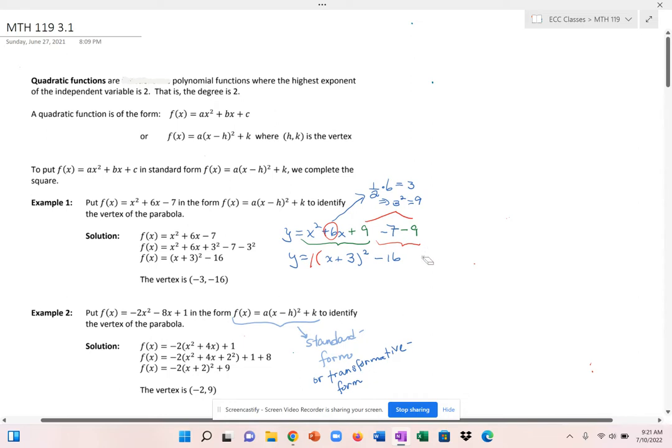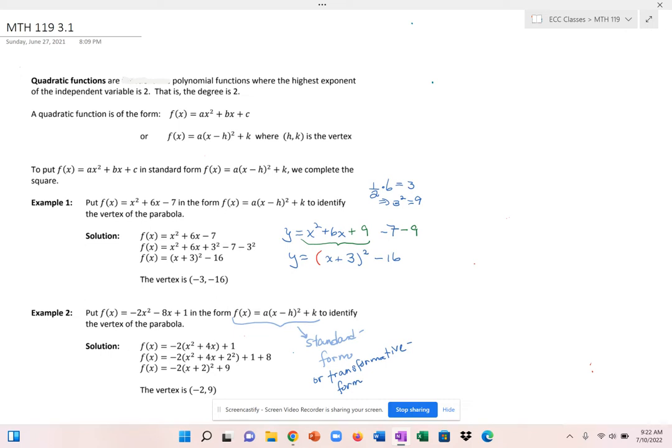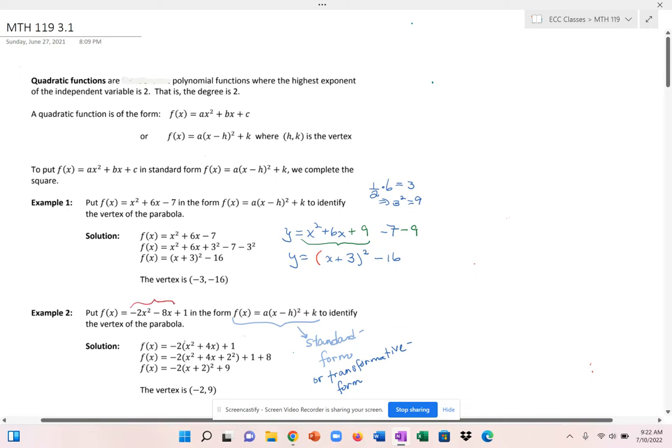So here we have another one. f(x) = −2x² − 8x + 1, and I want to put it into standard form. It's a little bit more complicated than the last one because I have a coefficient in front of the x², and you can't apply this completing the square method until the coefficient there is a 1. So what I did was I factored out a −2 from these two terms, and that leaves me with −2(x² + 4x) + 1.